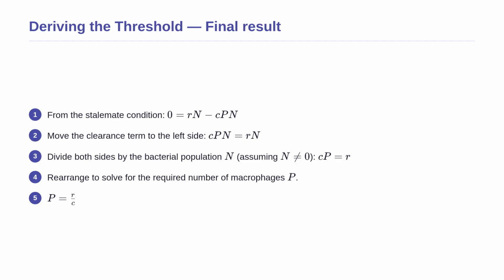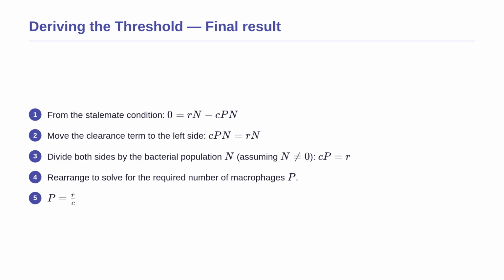Continuing from our stalemate condition, let us perform the final algebraic steps to isolate P. We have 0 equals R times N minus C times P times N. First, we move the clearance term to the other side, giving us C times P times N equals R times N. Notice that the variable representing the bacterial count, N, appears on both sides. Assuming the population is not 0, we can divide the entire equation by N to simplify it. This leaves us with C times P equals R. This intermediate step shows that total clearance capacity equals total bacterial growth rate.